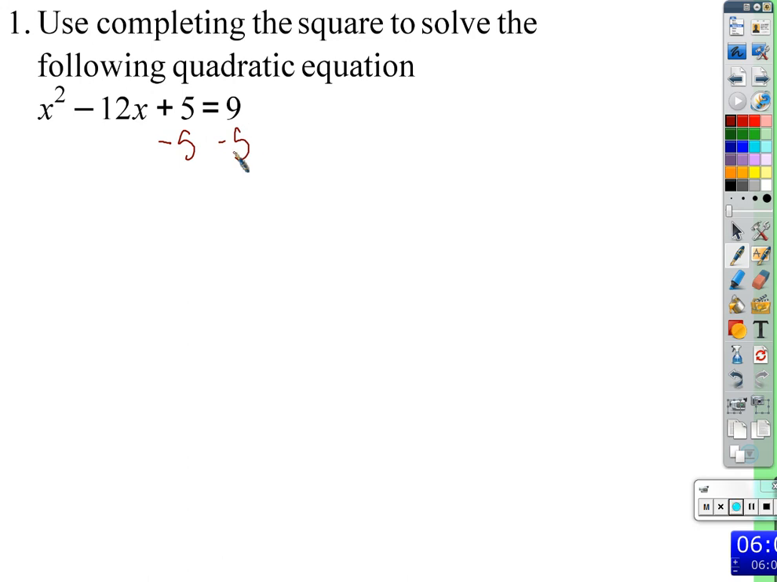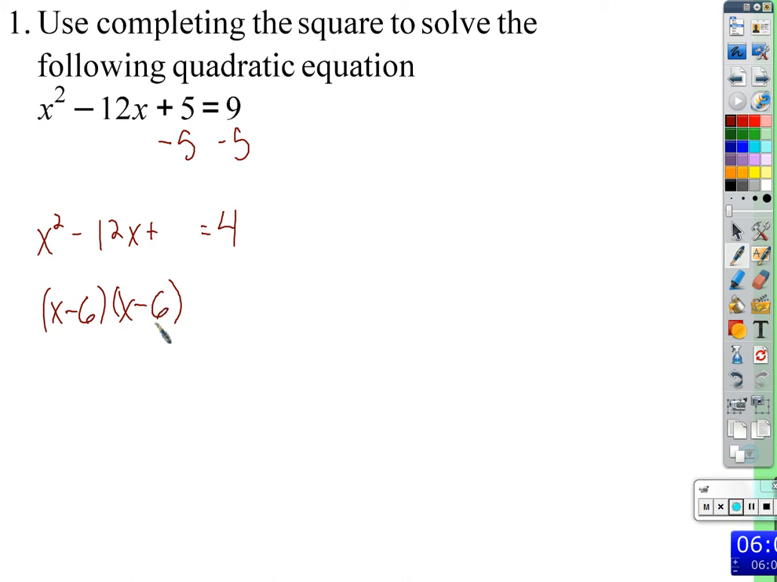First things first, it's a nice practice when we're completing the square to move this constant over to the other side. x squared minus 12x equals 4. And if we want this to factor as two identical factors, first we need an x squared. We also need the x term to come out to be negative 12, and we need two identical numbers to do that. So those two numbers would have to be negative 6 and negative 6.